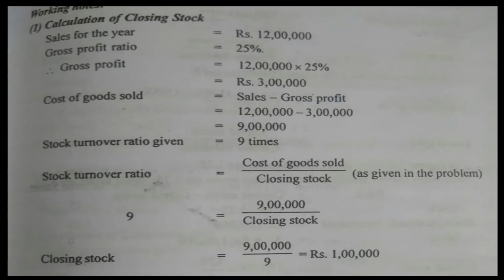If nothing is given, you can use it. Here the problem specifically says use closing stock. Therefore, now the next line: 9 is equal to cost of goods sold, which we know is 9 lakh, by X. So 9 is equal to 9 lakh by X, which means closing stock will be 1 lakh. Okay. Next.